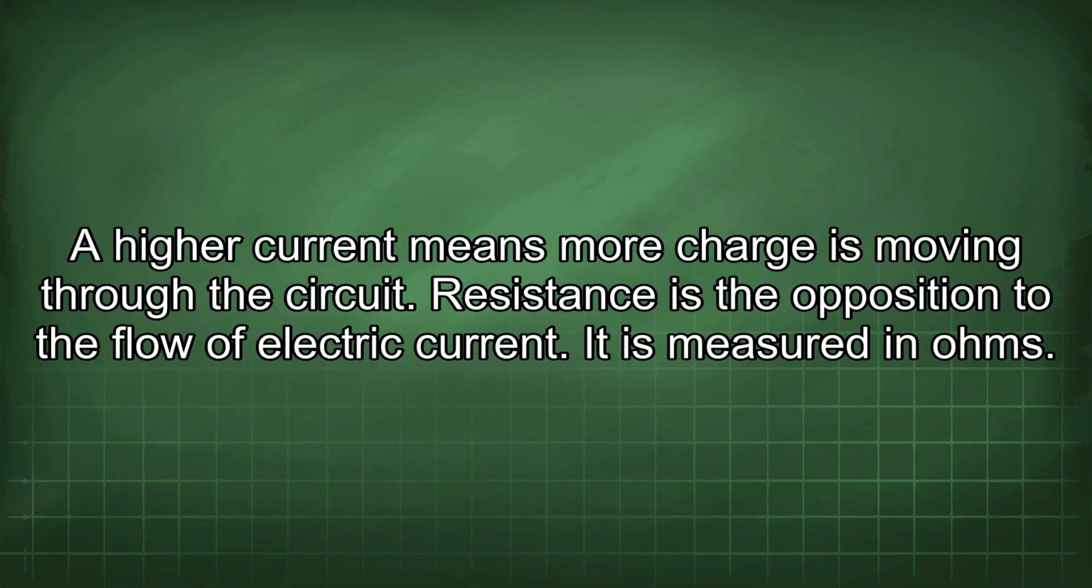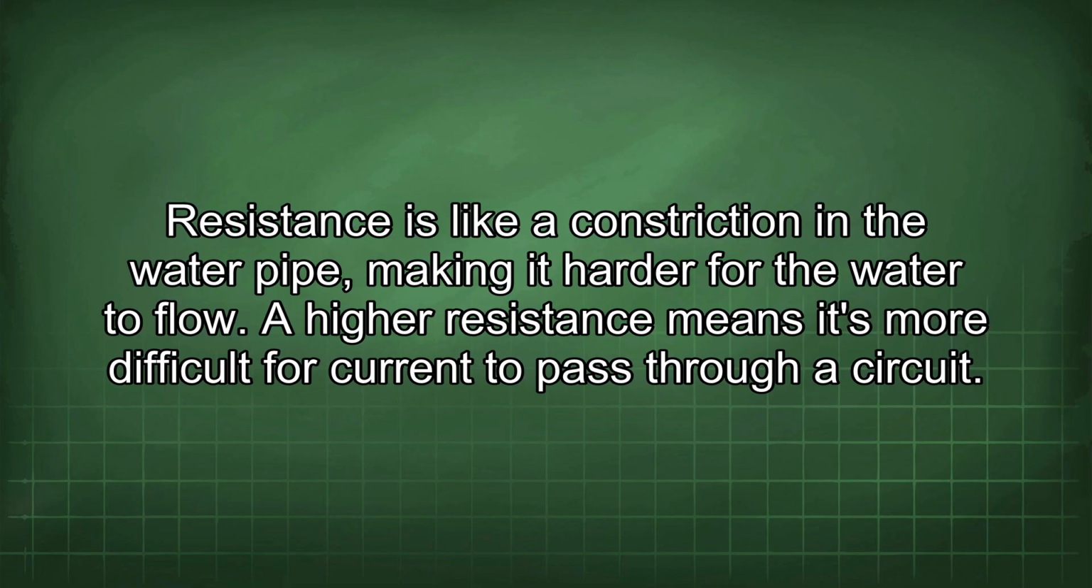Resistance is the opposition to the flow of electric current. It is measured in ohms. Resistance is like a constriction in the water pipe, making it harder for the water to flow. A higher resistance means it's more difficult for current to pass through a circuit.